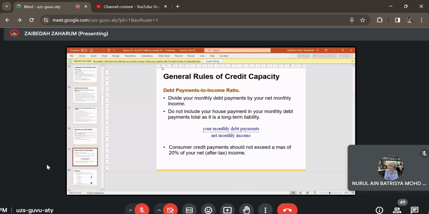So you collect all your monthly debt payment tadi, and then you divide with your monthly income, net monthly income, pendapatan bulanan bersih. So dekat sini, consumer credit payment tadi should not exceed a maximum of 20% of your net after tax income. Maknanya tadi, bila you kira this ratio, tak boleh melebihi 20% daripada you punya pendapatan bersih tadi.